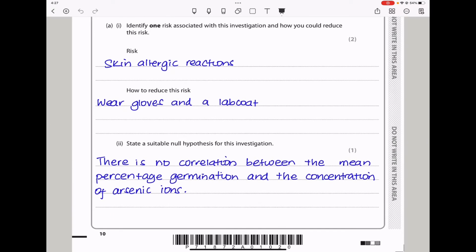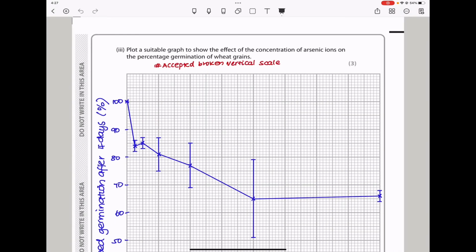Next they say, state a suitable null hypothesis for this investigation. There is no correlation between the mean percentage germination and the concentration of arsenic ions. Next they say, plot a suitable graph to show the effect of the concentration of arsenic ions on the percentage germination of wheat grains.